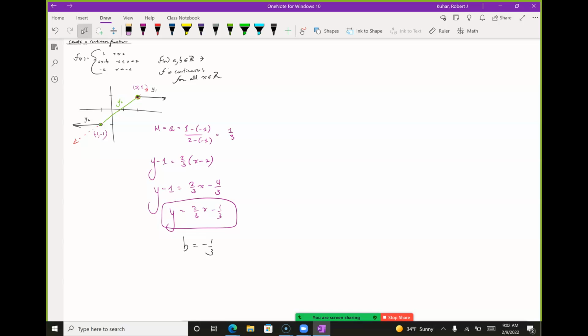So we're going to graph this in a second, but let's assume it's right. And I want to say with a equal 2/3 and b equal minus 1/3, f of x is continuous everywhere.